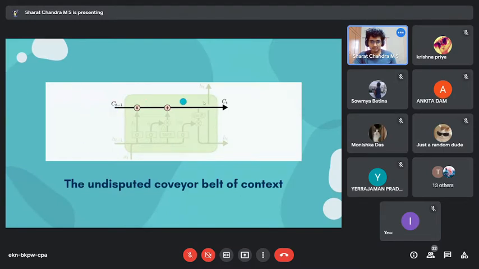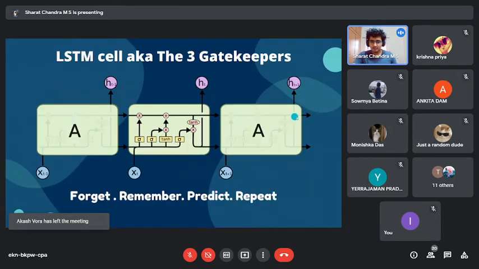And what's magical or smarter in this is you have an undisputed conveyor belt of context. In this, there's this line which has a life of its own. So you can directly change and control the context here without depending on individual cells. This one is a common track for everybody. That makes these LSTMs smarter than RNNs.